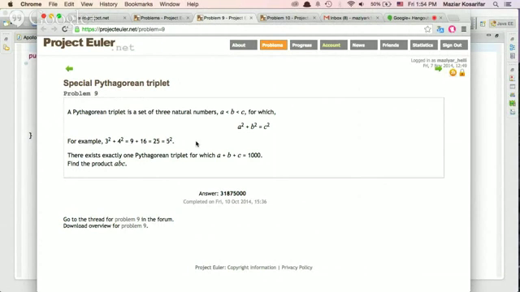All right. Now, special Pythagorean triplets. Problem 9 of Project Euler.